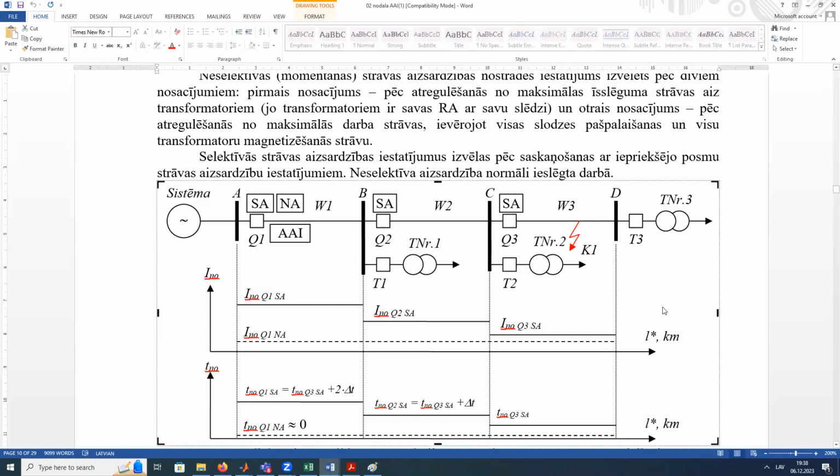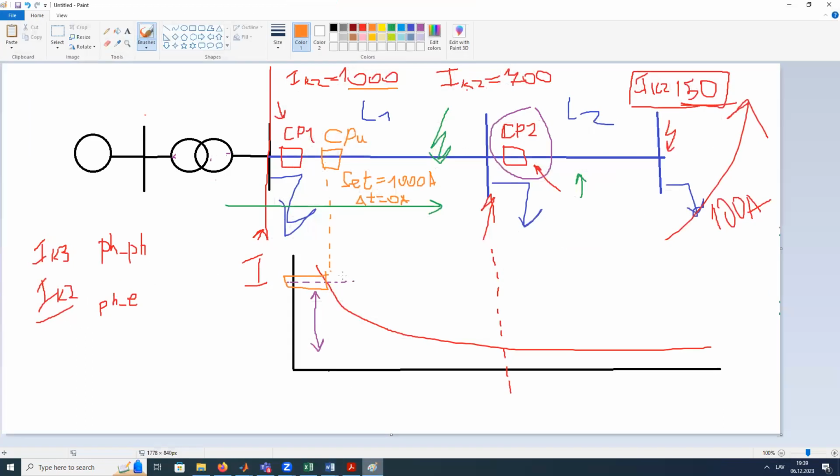Why? Because there are a little bit different types, but whatever, this could be the same: 150, 150, 150. So this is a little bit different case, so don't mind. The main idea here is that the lowest current set point is for the unselective protection. So here we use this unselective protection just to protect this case.